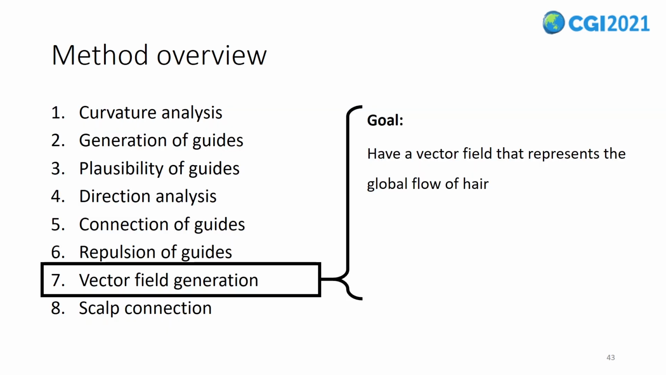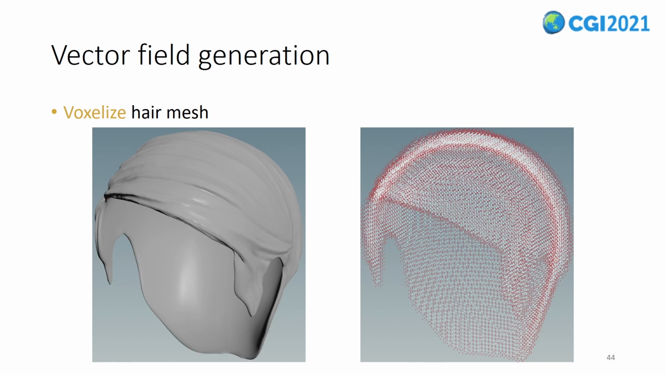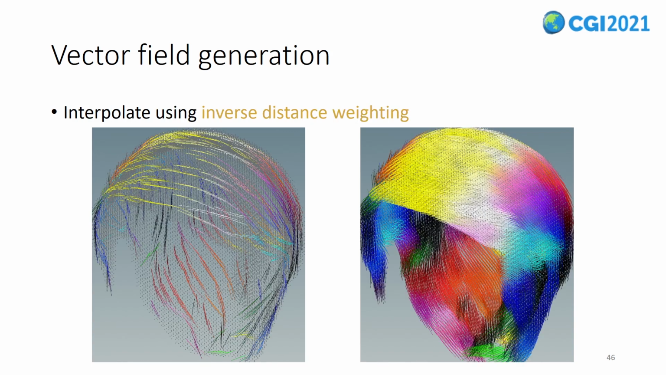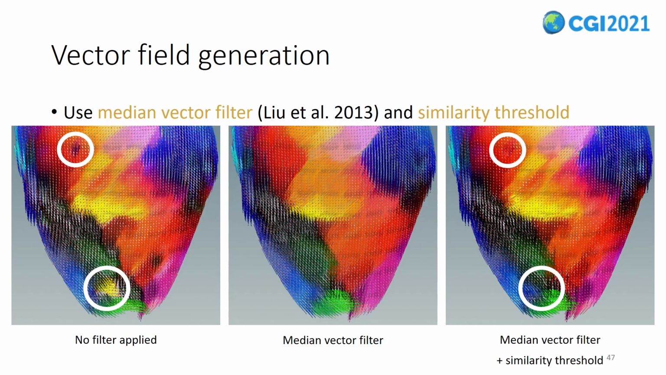Now that we have hair that fits the head, we would like to connect them, and this is done first by creating a vector field that describes the global flow of the hair. To do that, we first voxelize the hair mesh, and then transfer the directions to the voxels. Now it gives us a sparse vector field, so we interpolate all the directions using inverse distance weighting. And the vector field generated has some noise, so we clean that by using a median vector filter and a similarity threshold that prevents us from over-smoothing the vector field.